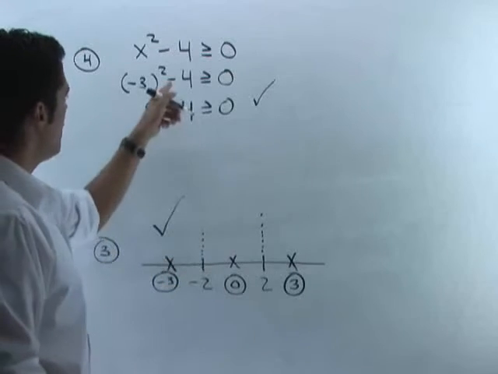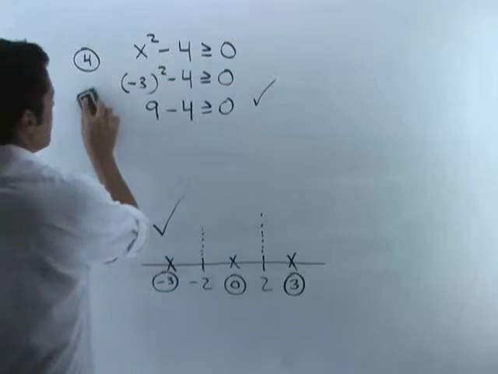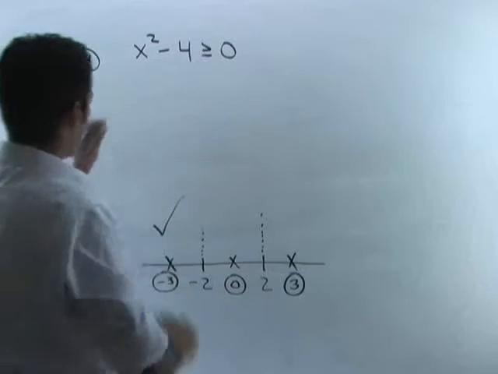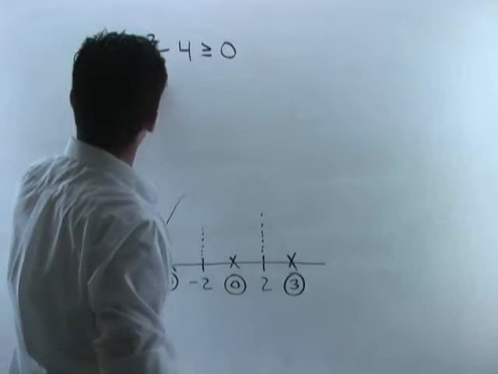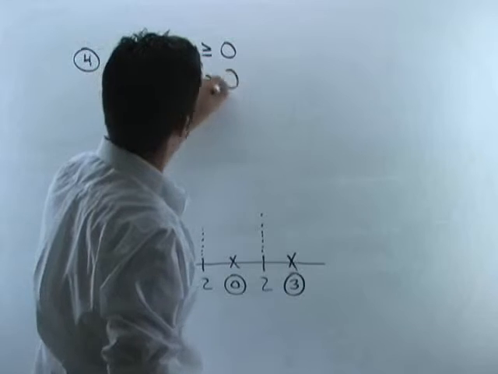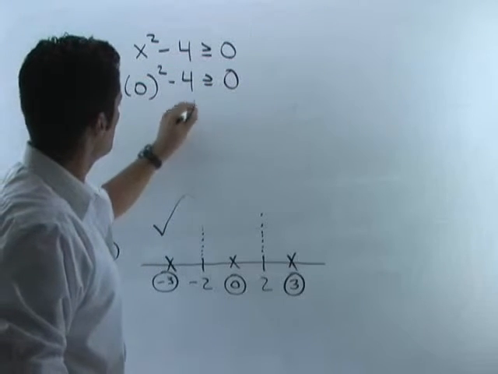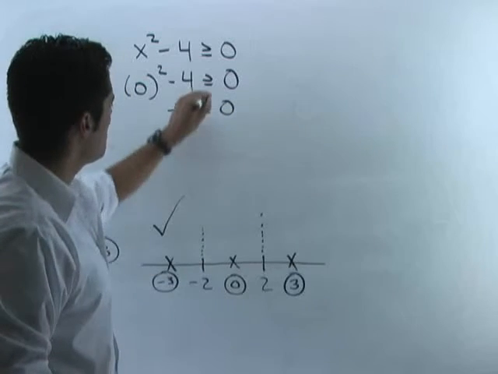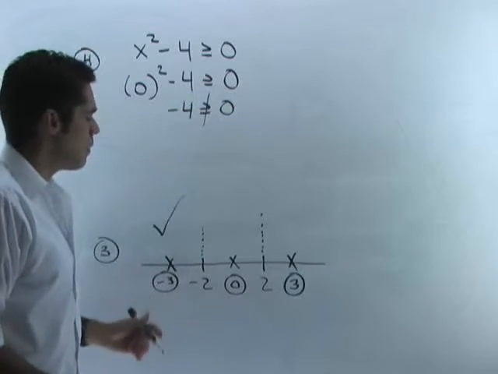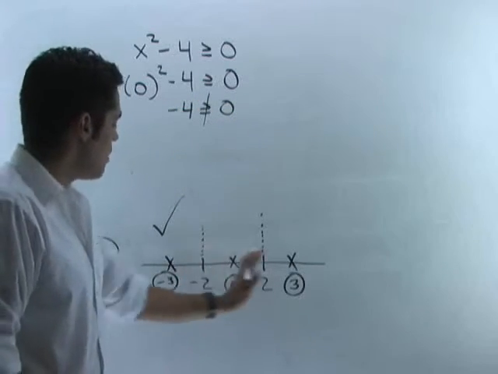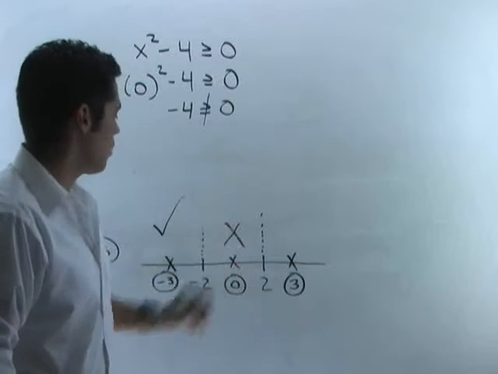Now you plug 0 in and you test it. So I'm going to erase this. Plug in 0: 0 squared minus 4 greater than or equal to 0. Okay, now 0 squared is still 0, so I just have -4 greater than or equal to 0. Well, this is not true. A negative number is not bigger than 0. So that tells me that anything between -2 and 2 will not work.